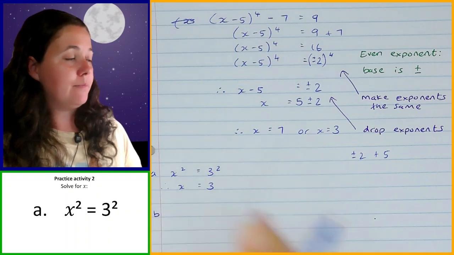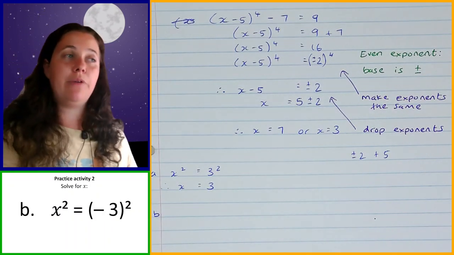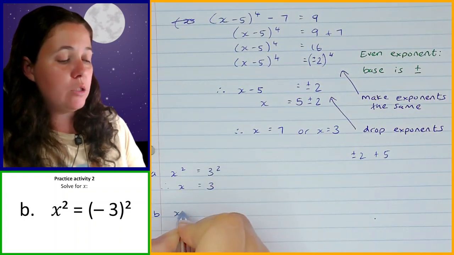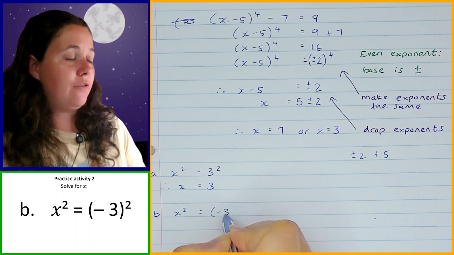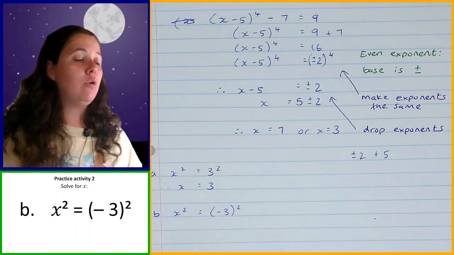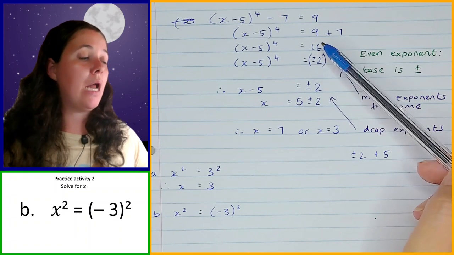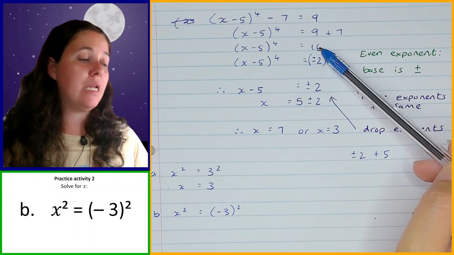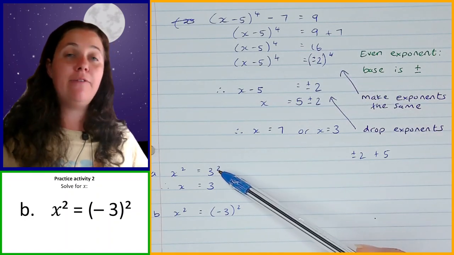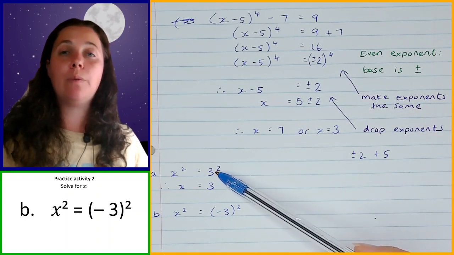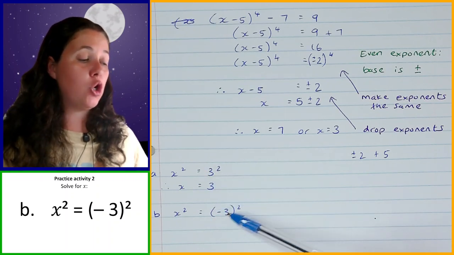Question B, it looks similar to the previous one. I'm also starting with x squared equal to, this time, negative 3 squared. Now I want you to take note over here. I had to put the plus or minus in when I was having to change a number to a power which had an even exponent. Here, this has an even exponent, but I was told what the base was. So I'm not putting a plus or minus here.